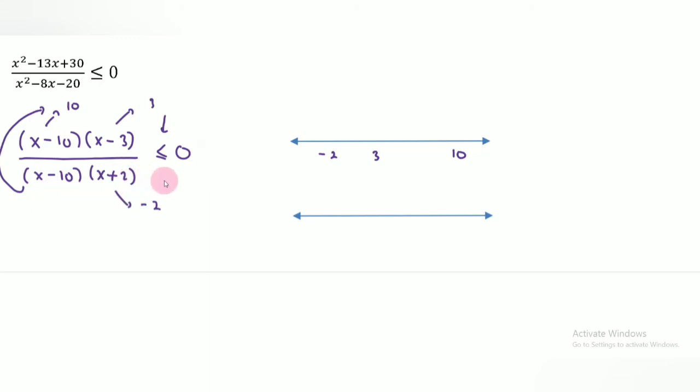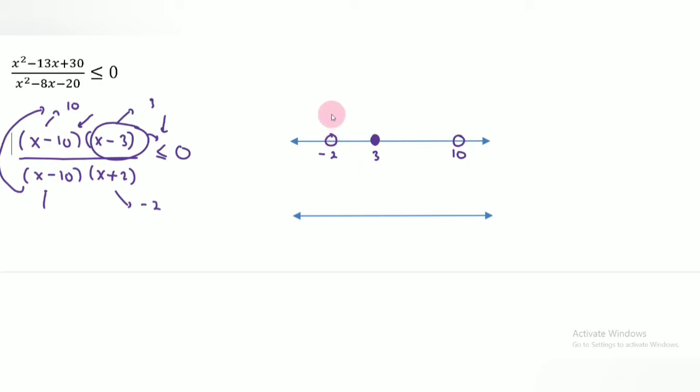All the factors on the denominator: negative 2 must be an open circle, and another factor from the denominator is 10, so 10 must be an open circle. It doesn't matter if x minus 10 is also on the numerator. Because it exists on the denominator, it has to be an open circle, since you cannot have an undefined situation. The 3 itself will be a closed circle, since 3 comes from the numerator and the inequality sign has an equal sign.